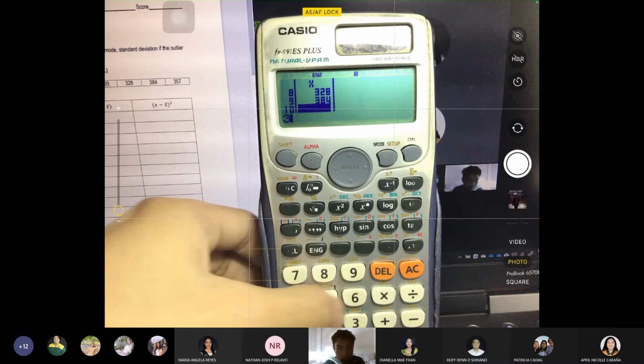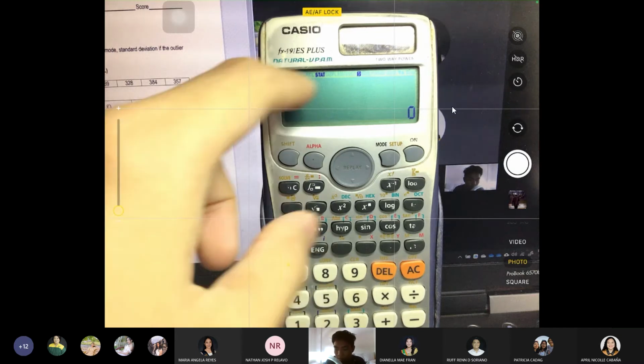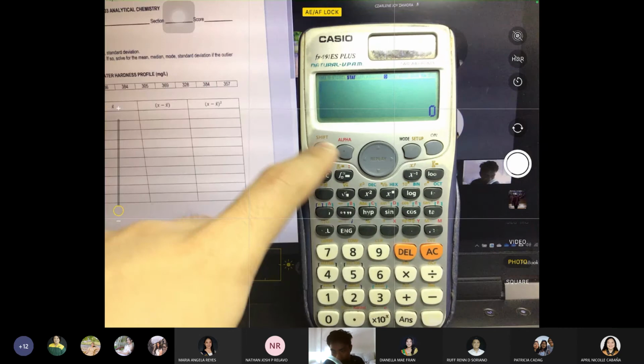Okay, so once you plugged in all the data points that we have here, pindutin mo yung on. Wala na. Ayun, tapos na. Yun na yun. Hindi, joke lang. So, to access the results ng statistical tools natin dito, makikita nyo sa baba ng calculator nyo, meron nakalagay doon na stat, no? Sa number 1. Yun, may yellow na stat. So, in order for you to access that, press shift, then stat.